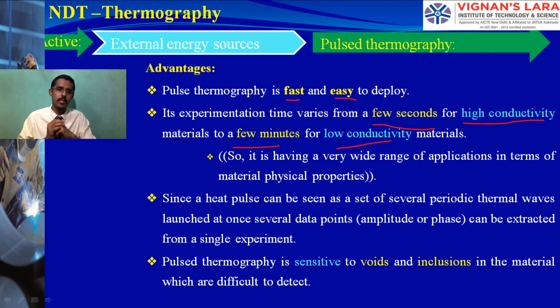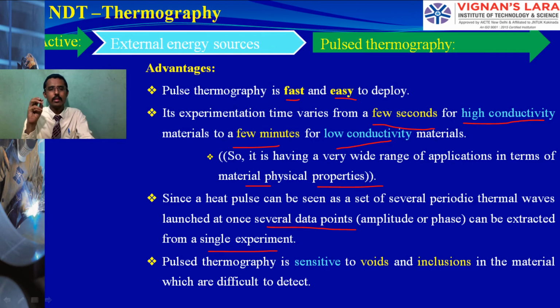IR cameras. So it has a very wide range of applications in terms of materials' physical properties, maybe a low conducting material or a high conducting material. It is possible, but it takes some time. That's our understanding. Since the heat pulse can be seen as a set of several periodic thermal waves launched at once at several data points, amplitude or phase can be extracted from a single experiment.